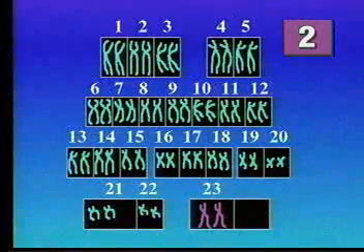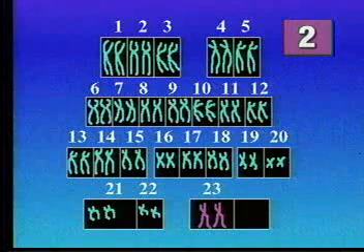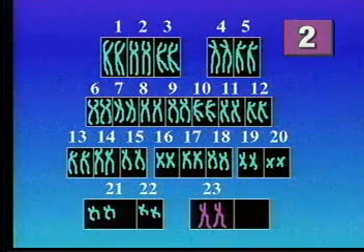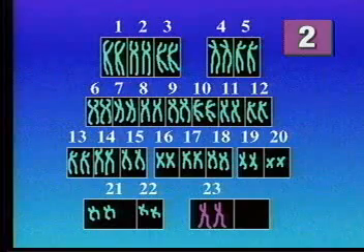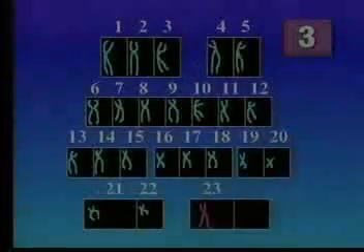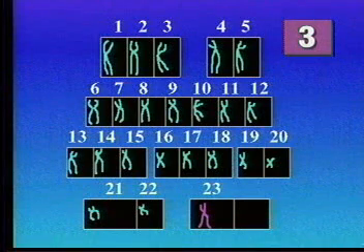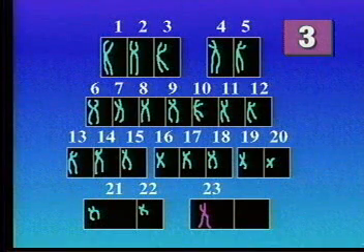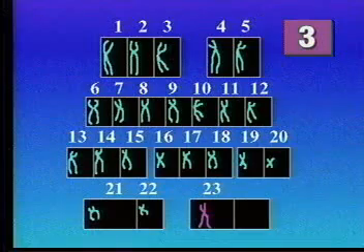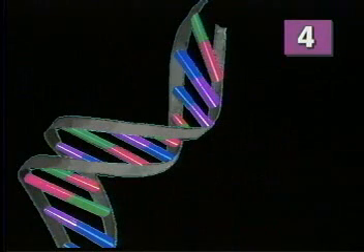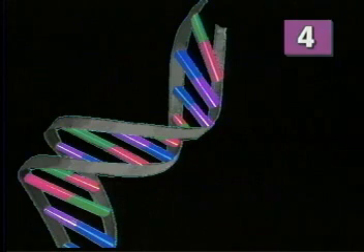True or false? Pairs of identical chromosomes are also called homologous chromosomes. True or false? Normal body cells are diploid because they possess one of each different chromosome. True or false? During meiosis, the DNA is replicated twice.